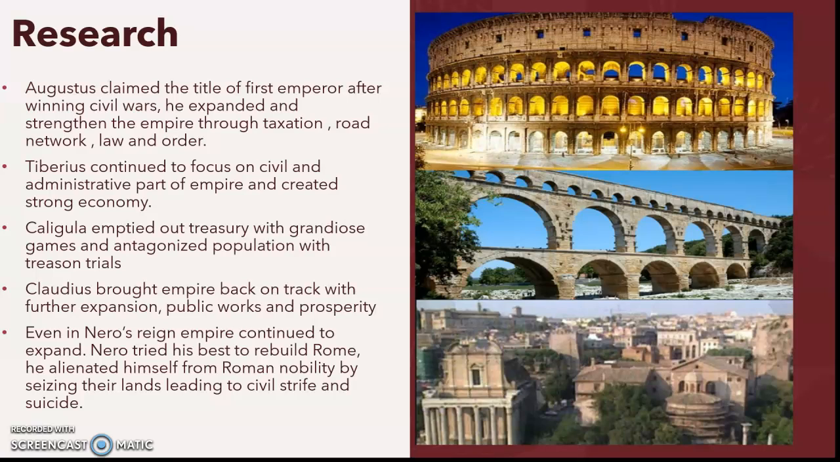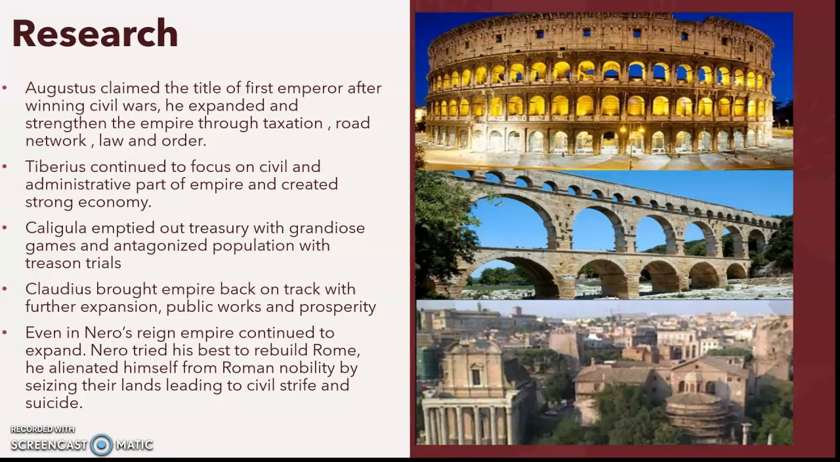Then Tiberius, when he took over the reign, continued to do what Augustus did, but he focused within the boundaries of the current empire. He didn't focus on military campaigns to expand it further. Caligula, however, was more into himself. I should say he poured more attention into making himself famous, and spent a lot of money on games and antagonized the population while he emptied out the treasury, and he started taxing people more.